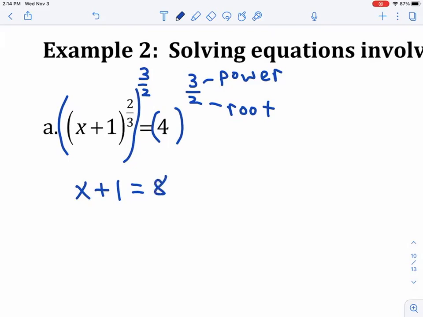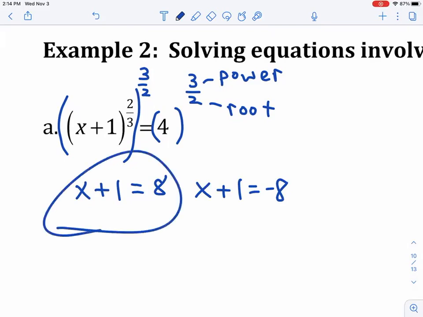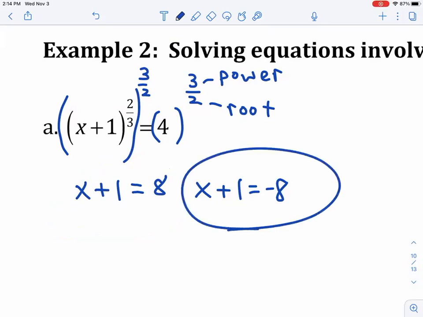So we actually have 2 equations. Because when we take the square root of 4, we get 2, and that gives us this equation. And when we take the square root of 4, we get -2, and -2 to the 3rd is our -8. That gives us the second equation. So it goes back to the idea of taking the plus and minus when we take the square root.